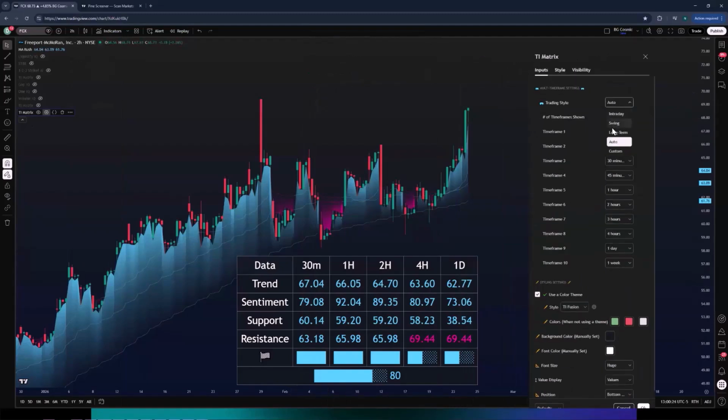I can come here and say, I want to see the swing trading time frames. Yeah. Oh, oops, long term.